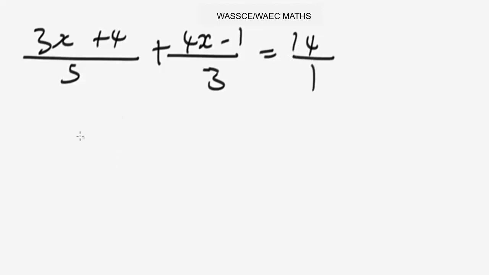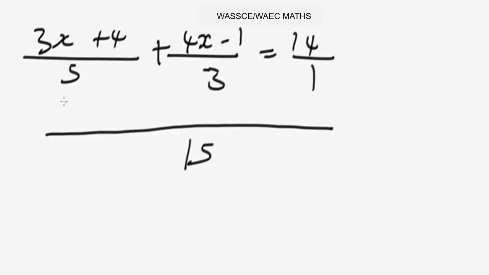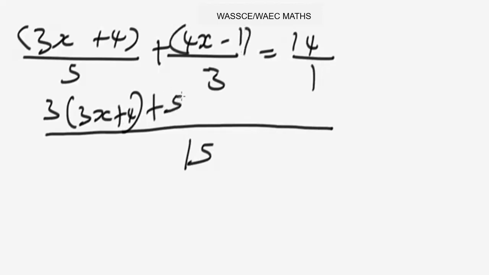So all you simply have to do is to find the LCM of all of them. So the LCM of all of them will give us 15. Now 5 into 15 will give us 3, so 3 we times everything here. So we have 3 times 3x plus 4. Now plus 3 into 15 give us 5, so 5 we times everything here. So we have plus 5 times 4x minus 1. 1 into 15 give us 15 equals, so 15 times 14 will give us 210. Alright, so you're going to write 210 here.